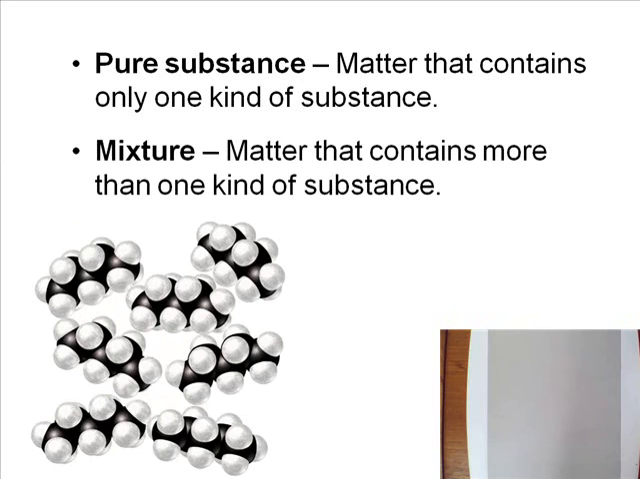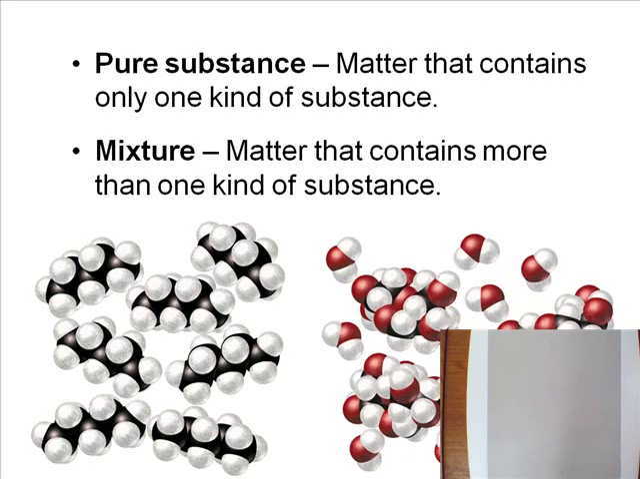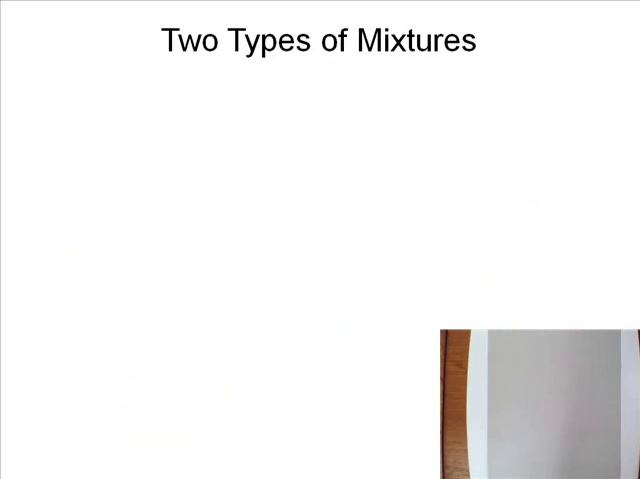So do notice you can have multiple types of atoms present, but they exist as a molecule, and only that one molecule is present. Now, a mixture contains one or more kinds of substances. And here you have water mixing with what looks like to be a propane molecule, but you have multiple types of molecules present to create a mixture.